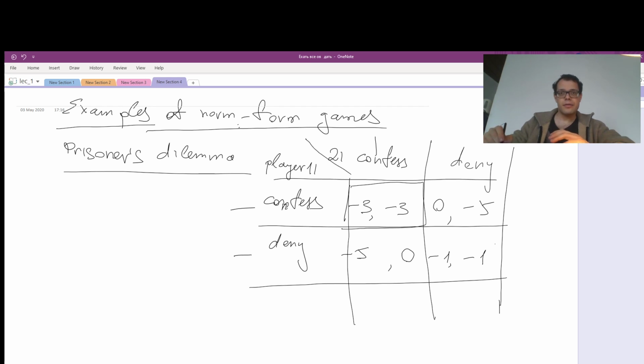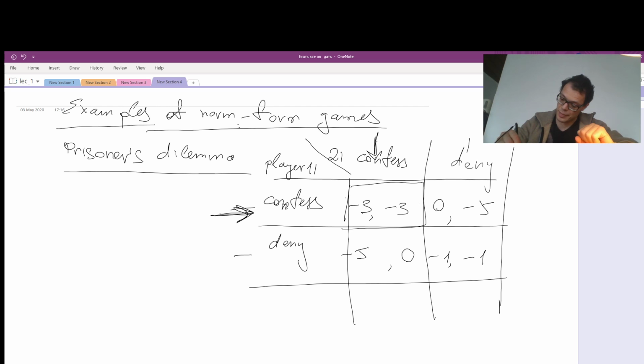And now what we see here is a very interesting case, because regardless of what player 2 does, it's always best for player 1 to confess. Indeed, if player 2 confesses, then player 1 confesses and gets -3, or she denies and gets -5. Definitely it's better to confess. If player 2 denies, then again, player 1 can either get -1 or 0, and it's better to get 0. So it's better for player 1 to confess regardless of what player 2 does. The symmetry implies that regardless of what player 1 does, it's also better for player 2 to confess.